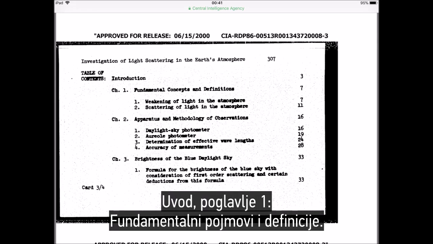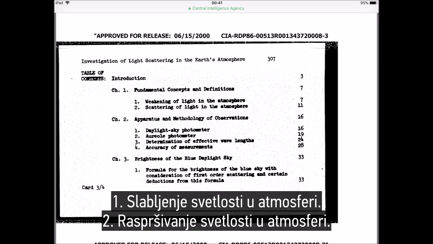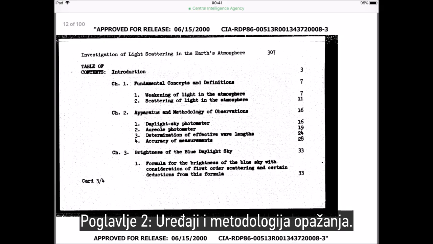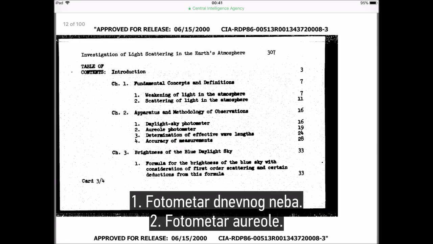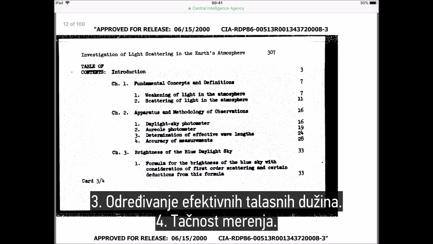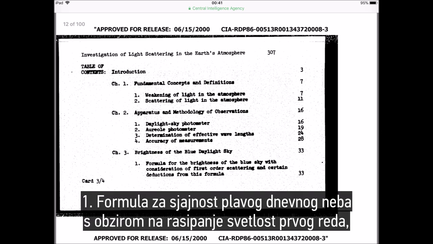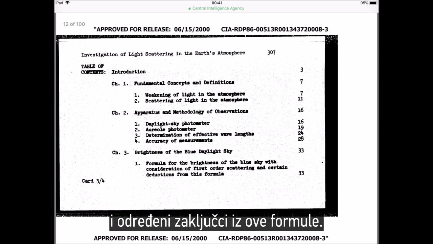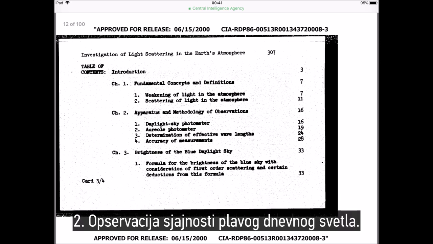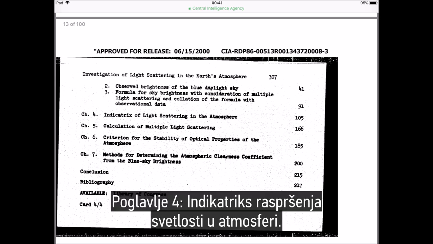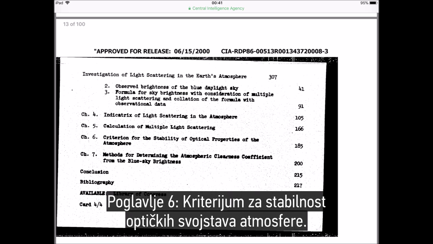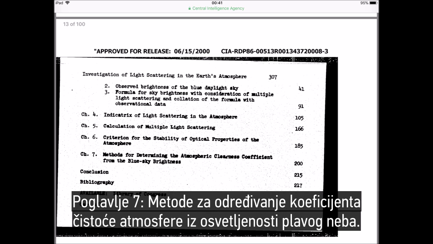Introduction, Chapter 1, Fundamental Concepts and Definitions. Weakening of light in the atmosphere, scattering of light in the atmosphere, the apparatus and methodology of the observations, a daylight sky photometer, an Oriole photometer, determination of effective wavelengths, and accuracy of measurements. Brightness of the blue daylight sky. Formula for the brightness of the blue sky with consideration of first order scattering and certain deductions from this formula. Observed brightness of the blue daylight sky. A formula for sky brightness with consideration of multiple light scattering and collation of the formula with observational data. Indicatrix of light scattering in the atmosphere, calculation of multiple light scattering, criterion for the stability of optical properties of the atmosphere, methods for determining the atmospheric clearness coefficient from the blue sky brightness.